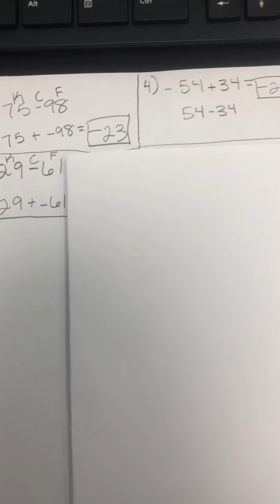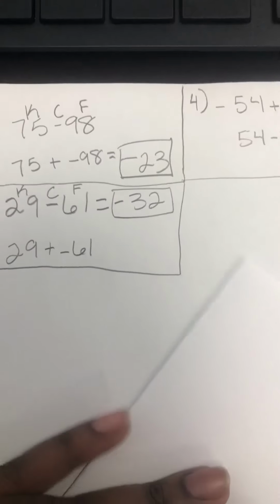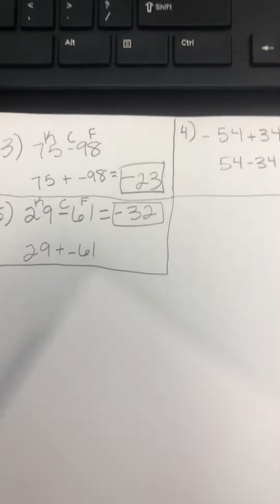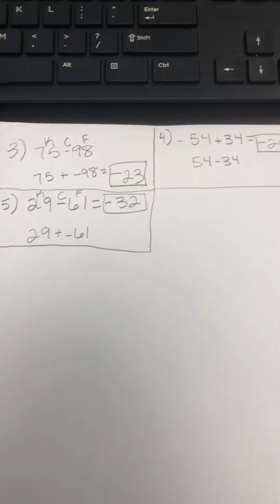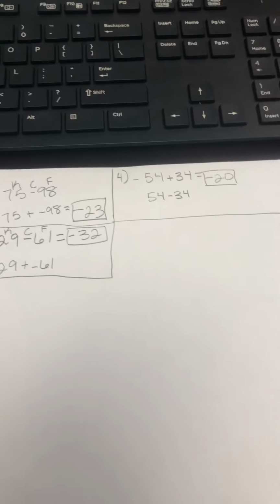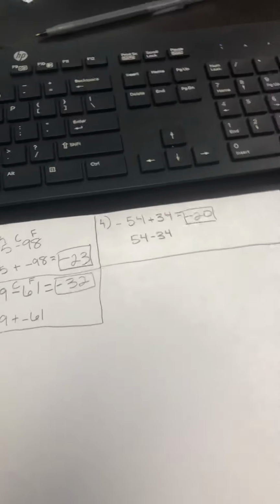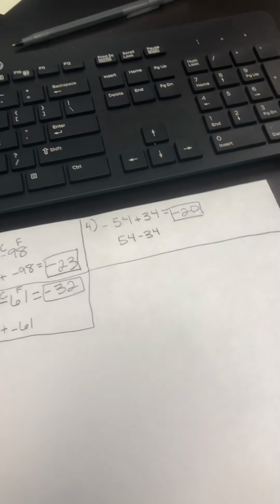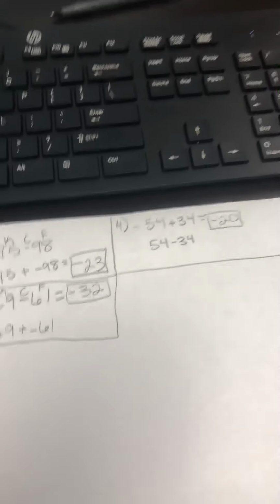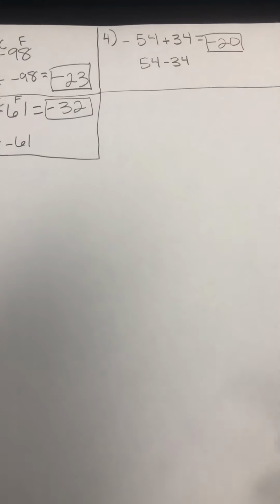Hopefully for that number 5 answer, you got negative 32. Okay, so once we start getting the hang of that, I want to make sure I introduce maybe another number into the equation. That way we're fully fluid with our ability to be able to add and subtract with positive and negative numbers.